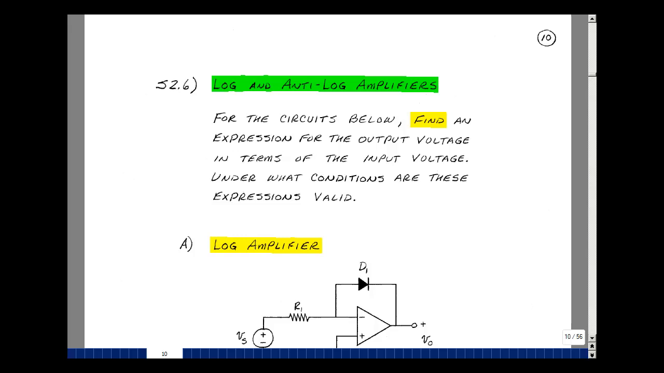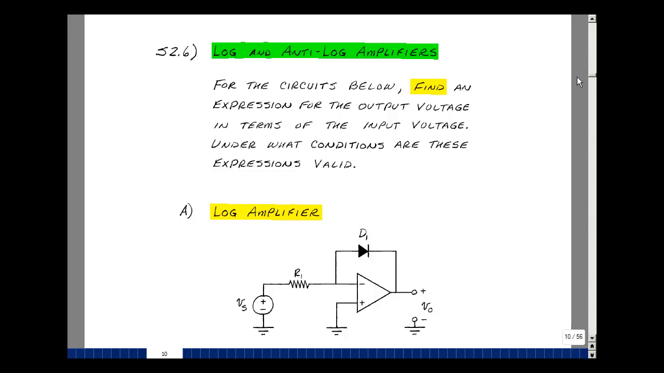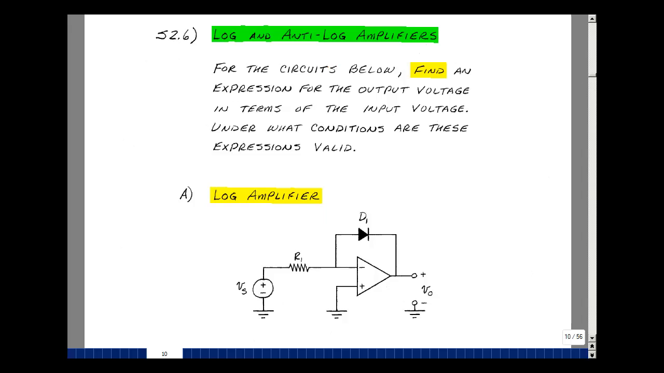This lesson deals with supplemental problem 2.6. You can find this problem in the ECE302 ebook in the Chapter 2 Supplemental Problems, starting on page 10. This supplemental problem takes a look at what are called log and anti-log amplifiers. There's two shown down here.